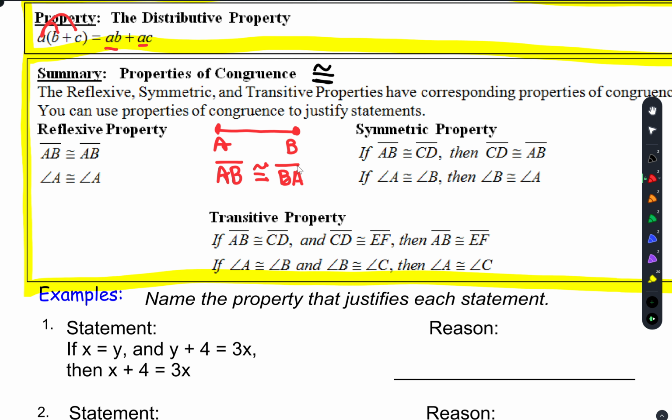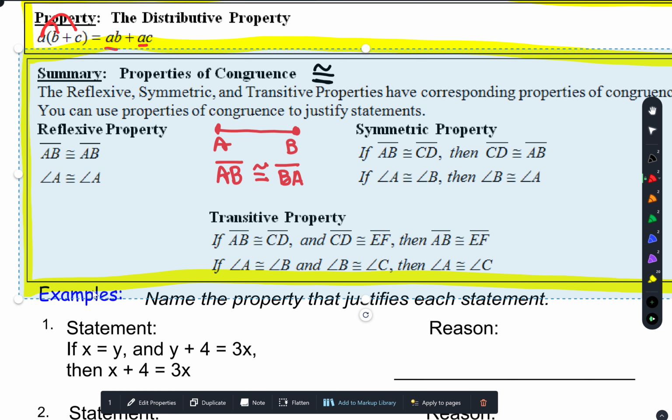Any ideas? Take a wild guess. No one wants to give it a shot. Okay. This right here, this is a trick. They try to trick you all the time with these two because they kind of work together. This is an example of the reflexive property. I'm saying that segment AB is congruent to itself. I just changed the way I named that same exact segment. If I am saying something is congruent to itself, that is always the reflexive property.